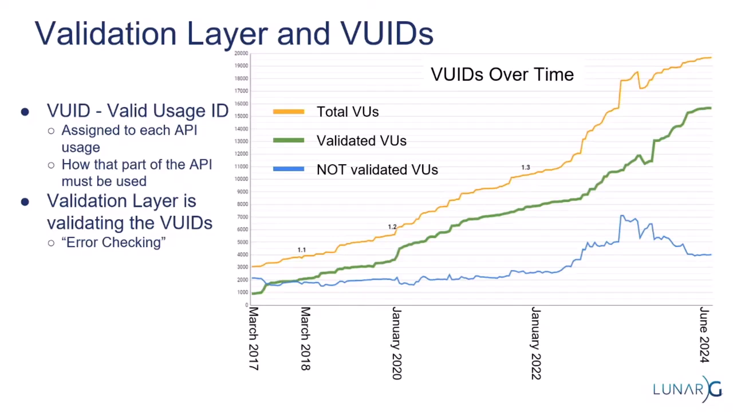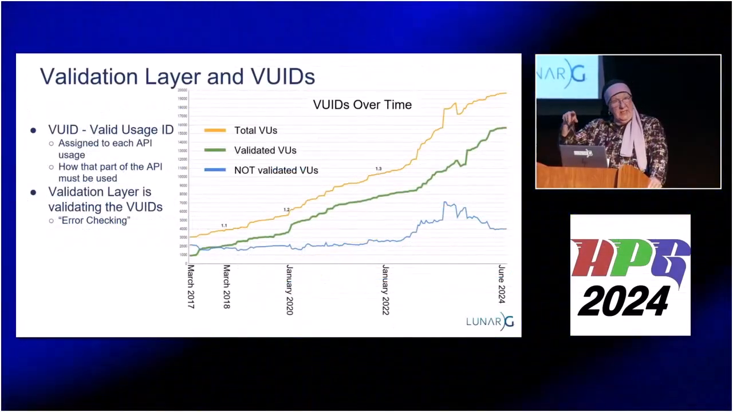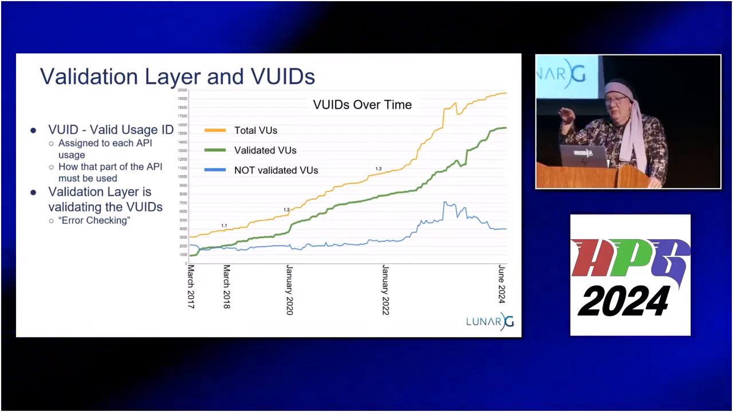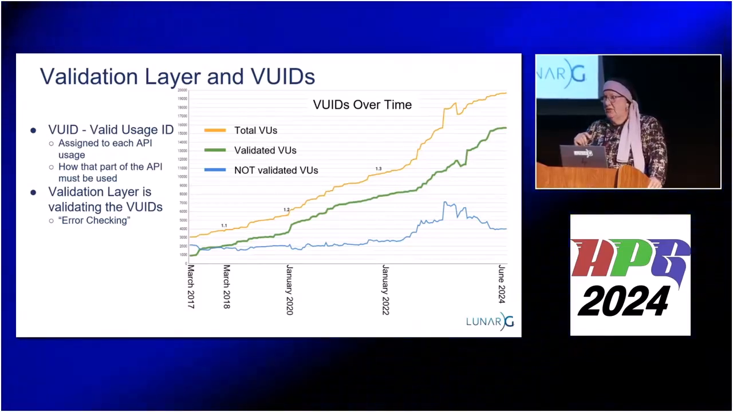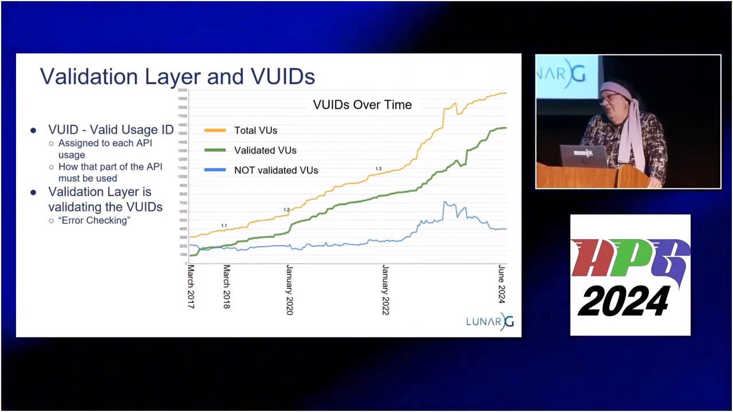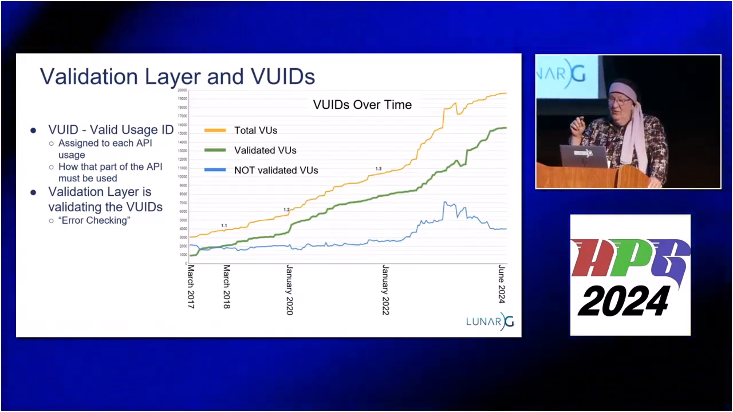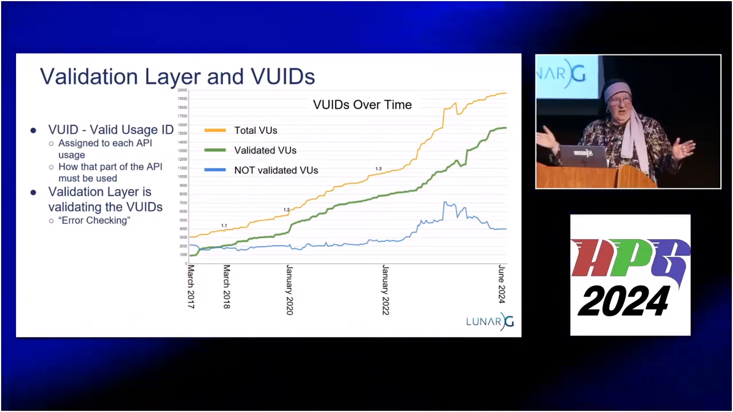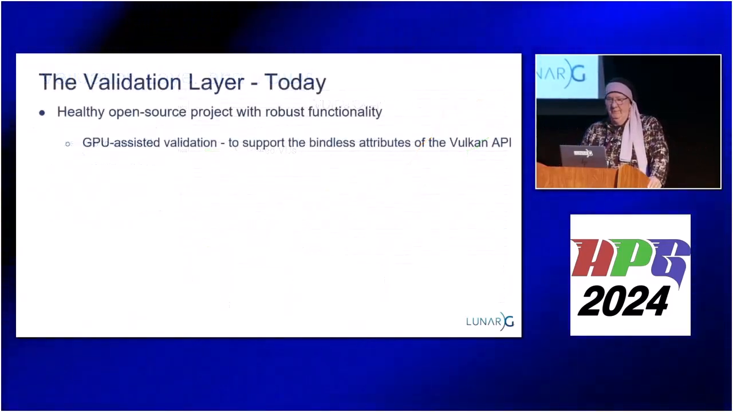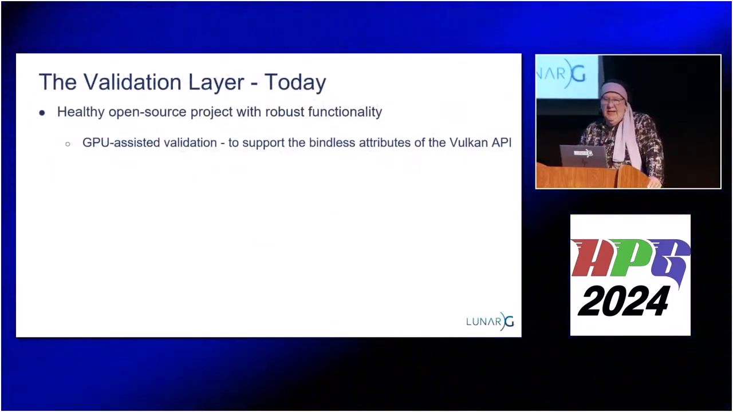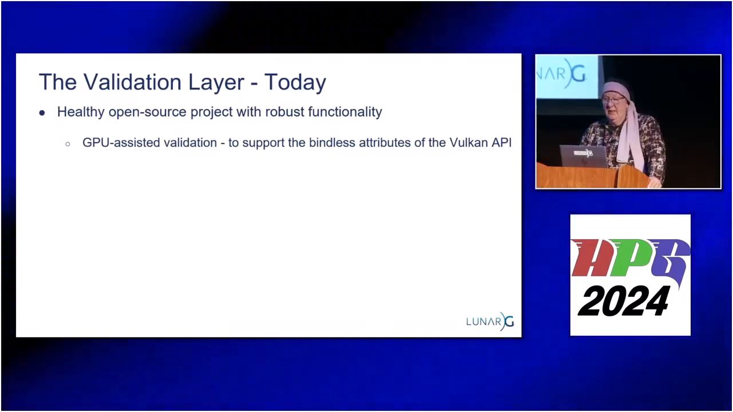So this is what is partially contributing to the size of the code base of the validation layers. The yellow line shows the valid usage IDs as they're defined by the Vulkan Working Group and released. The green line are ones that are actually validated by the validation layer today. And the blue line, we haven't gotten to them yet. And what we want is the gap between that green line and blue line to get wider and wider. It's going the right direction. So today the validation layer is a pretty healthy open source project, with pretty robust functionality.